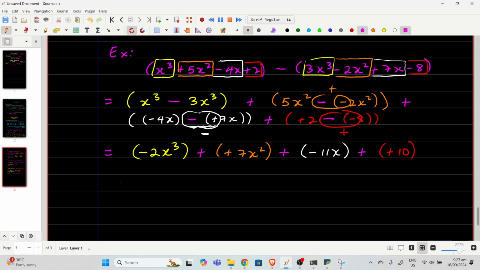So the final answer will be negative 2x cubed. The plus and the plus here will give me a plus, so that will be plus 7x squared. The plus and the minus here will give me a minus, so it's minus 11x. The plus and the plus will give me positive 10.